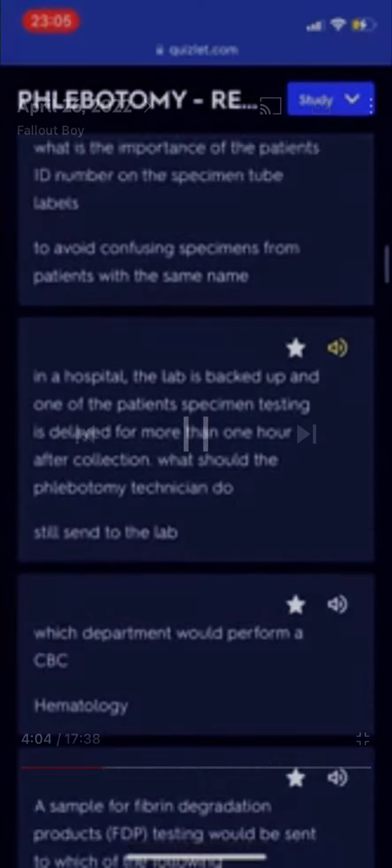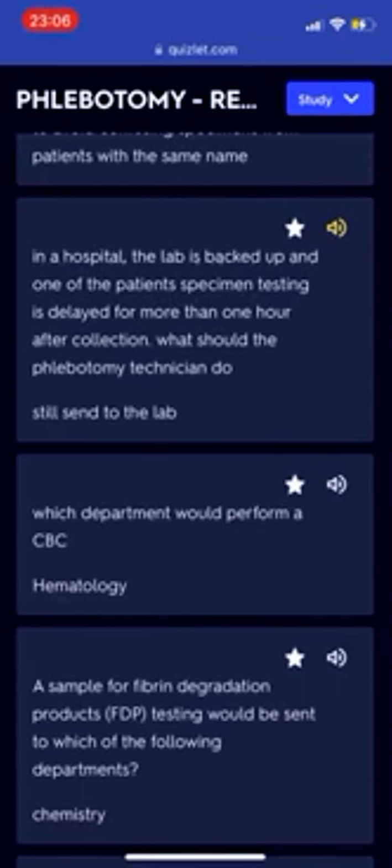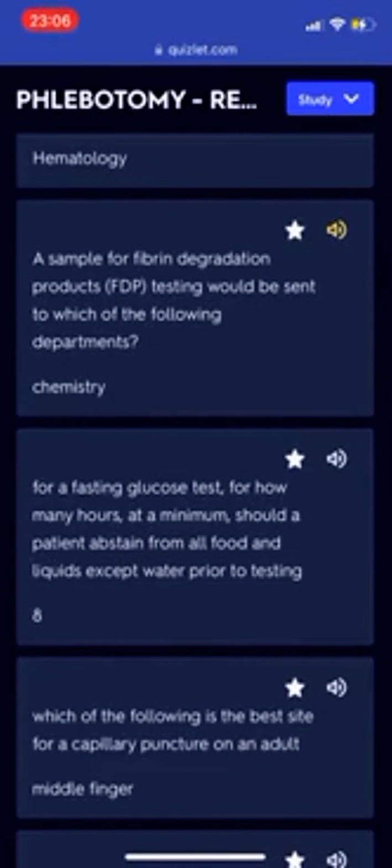In hospital, the lab is backed up and one of the patient's specimen testing is delayed for more than 1 hour after collection. What should the phlebotomy technician do? Still send to the lab. Which department would perform a CBC? Hematology. A sample for fibrin degradation products testing would be sent to which of the following departments?